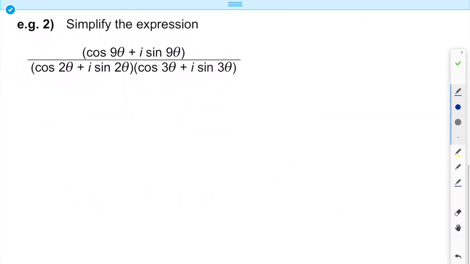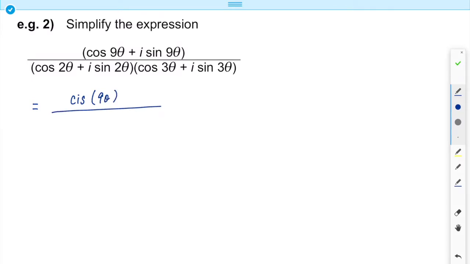Let's take a look at example 2. Here we're going to simplify the expression cos 9 theta plus i sine 9 theta over cos 2 theta plus i sine 2 theta times cos 3 theta plus i sine 3 theta. You notice that if the argument matches in a cos plus i sine expression, that really represents a complex number. If I write the top number in polar form, this is really cis 9 theta.